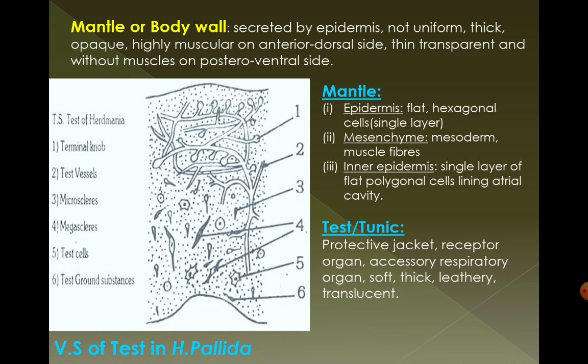Then look at number 3 and 4, which are nothing but the spicules. Number 3 is microscleres, which are tiny in shape, and number 4 is megascleres, that is the larger spicules that are found in the matrix. And you have different kinds of cells, round ones, irregular shaped ones, scattered here and there. So there are different kinds of cells present in the test. We will learn about them now.